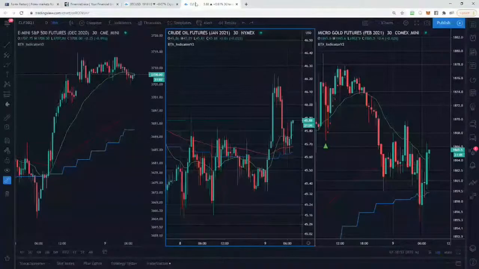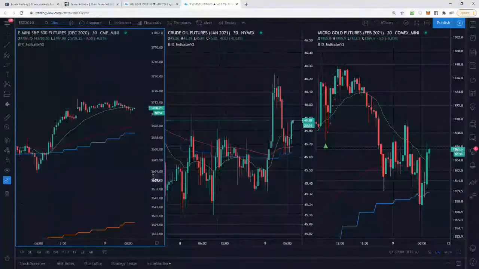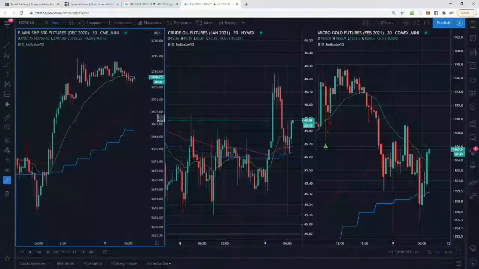So to do that, we're going to pop over here. We're going to look at the S&P on the left-hand side, crude in the middle, and gold, and see what opportunities might exist for us. Now, starting over here with the S&P, our bias is long. 4-hour bias is long, as we can see here. We've got a long bias on the 4-hour, and the 30-minute bias as well is long.